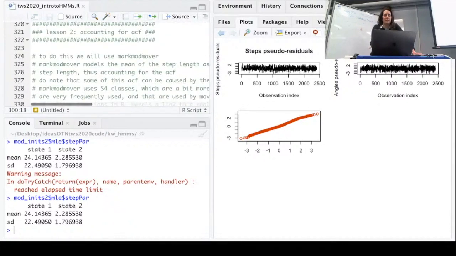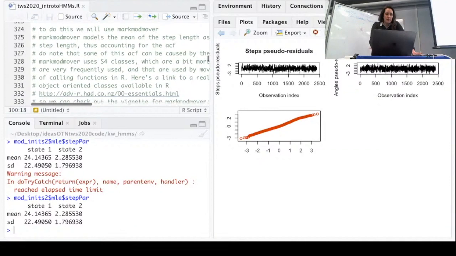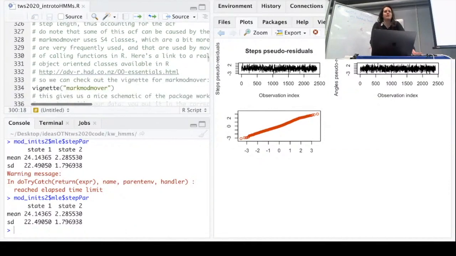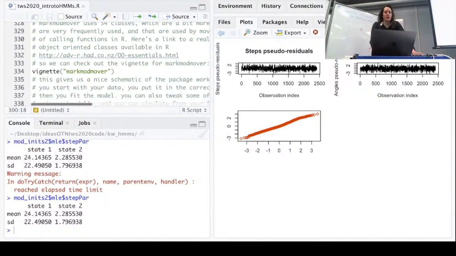That leaves us with one other option, which is accounting for autocorrelation using Markov mover. This one inherently calculates it within the movement process itself. So this is not something that you can do in moveHMM. I'm going to blast through this a little bit, but Markov mover uses S4 classes. If you want to learn about object-oriented programming in R, you can look here. Basically, for some of it, instead of using the $ sign, you have to use an @ sign, or you can use a retrieval function.